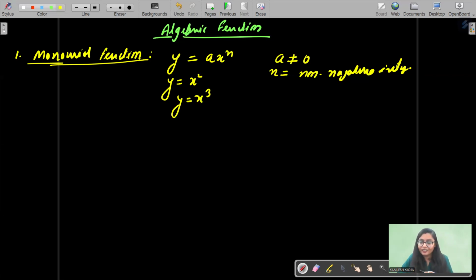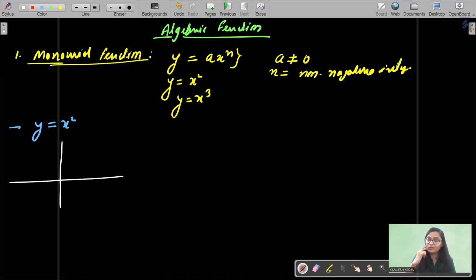These are examples of monomial function because they are of the form y equal to a into x to the power n. Now we can draw the graph of this function and also find the domain and range. So the graph of y equal to x square. This is a square function. First we draw the graph of this function, and we know the graph of y equal to x square. It looks like this. When we put a value of x we get y, then again we put another value of x and get another value of y. So it has a graph like this.